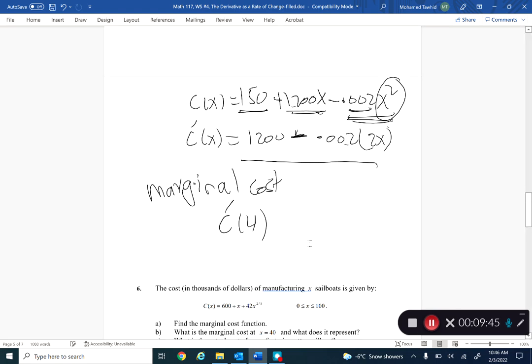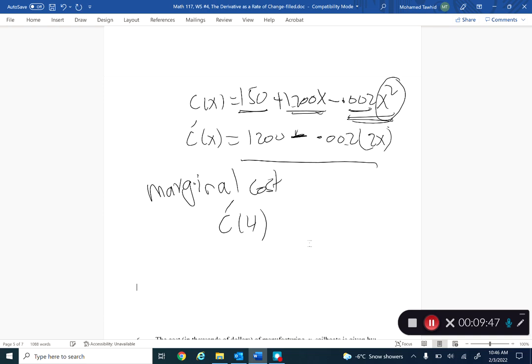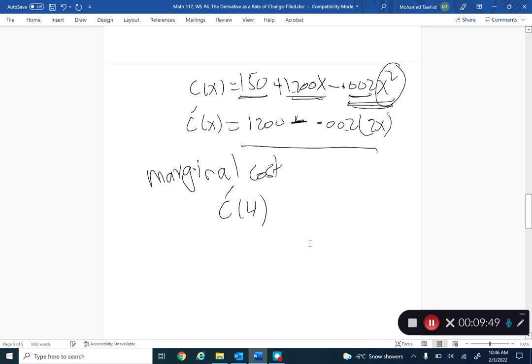C prime at 4. So what is C prime at 4, guys? Just go ahead and replace x by 4. So you have negative 0.002 times 2x, replace x by 4, you have 8. Use technology and tell me the number that you have.